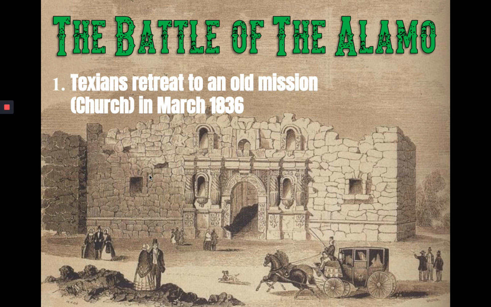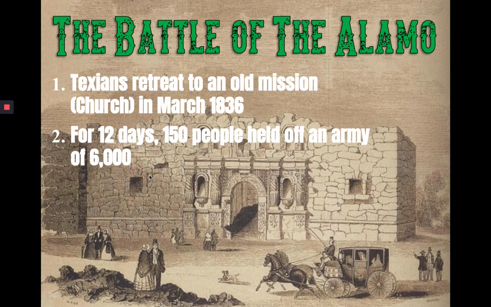Now, there's a battle that is super famous, which is the Battle of the Alamo. We're going to focus more on that tomorrow. But the short version is, at one point, the Texans retreat to an old mission, a church, in March of 1836. And for 12 or 13 days, 150 Texans hold off an army of 6,000 Mexicans, led by Santa Anna himself.